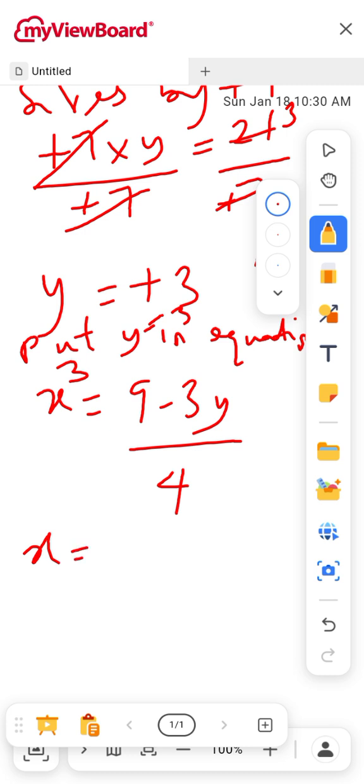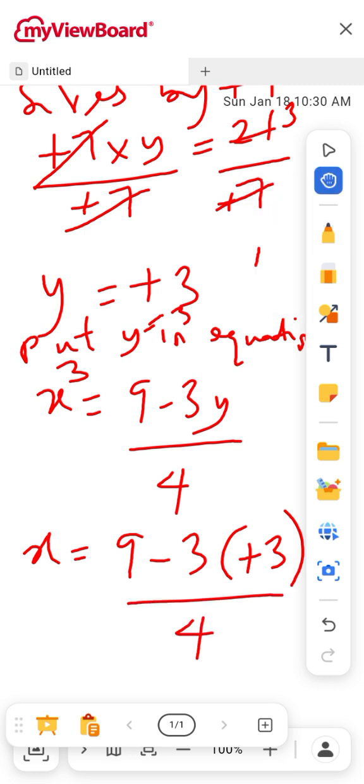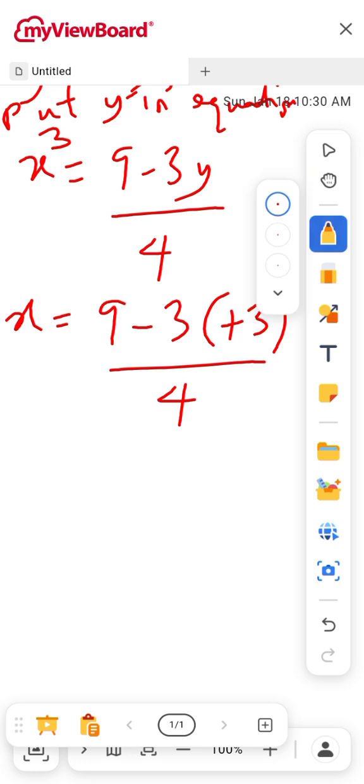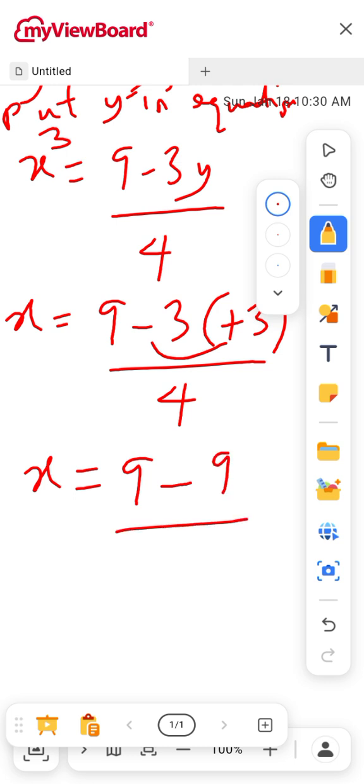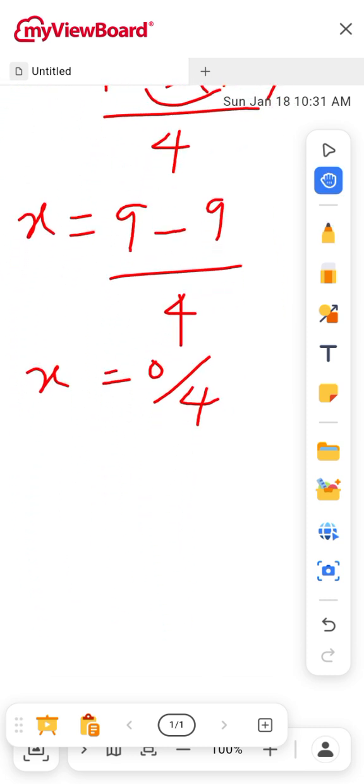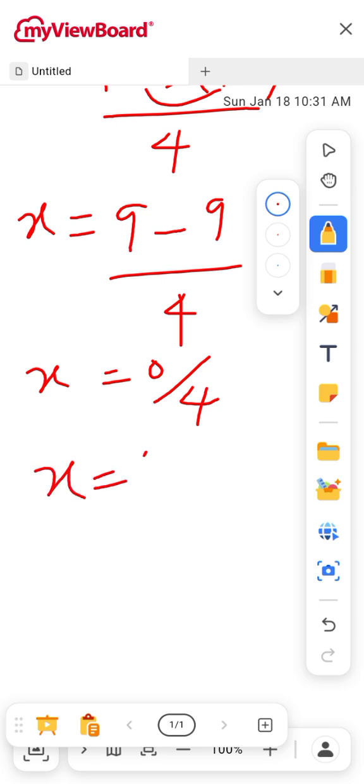So x equals 9 minus 3 into bracket plus 3, over 4. So I have x equals 9, minus times plus, that's minus 3 times 3, that's 9, over 4. And 9 minus 9 is 0 over 4. So it is as good as saying that our x is 0. X equals 0 and y equals plus 3. That way, you have been able to solve the simultaneous equation.